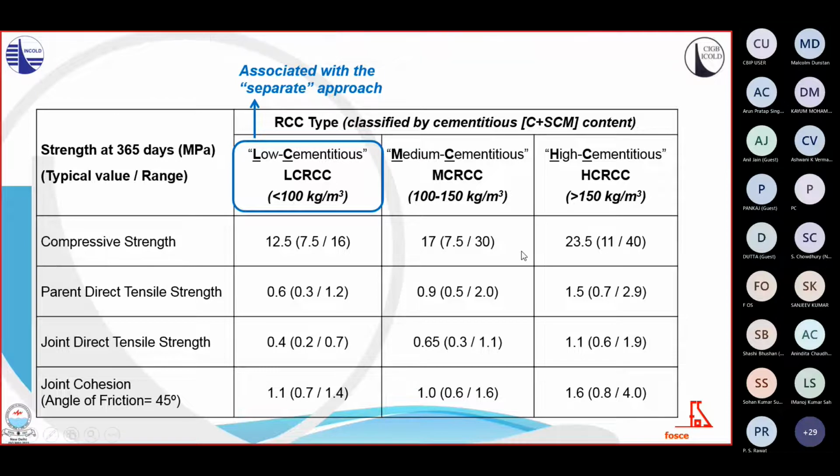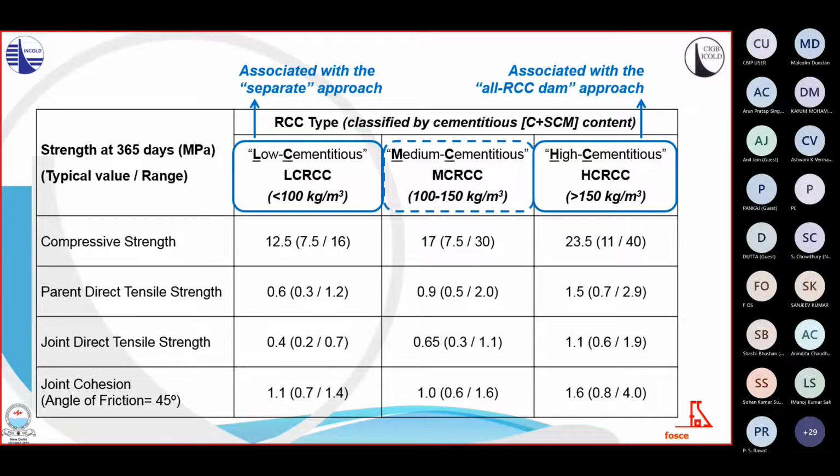kilogram per cubic meter, which is mostly associated with the RCC mixes used in the separate dam design approach. On the right column, you can see the values associated with the high cementitious mixes that are typical of the more efficient all RCC dam approach. As can be imagined, a wide range of possibilities for projects with less demanding mixes is also available in the medium cementitious mix in the middle of the two.